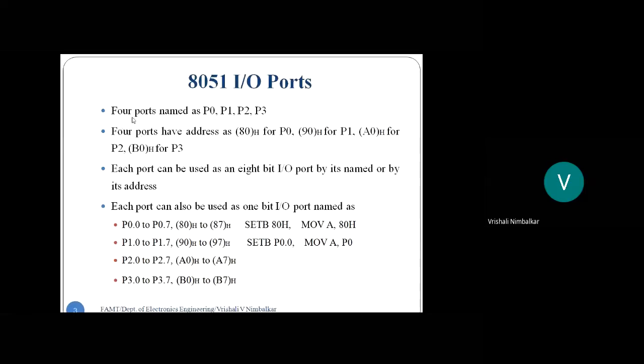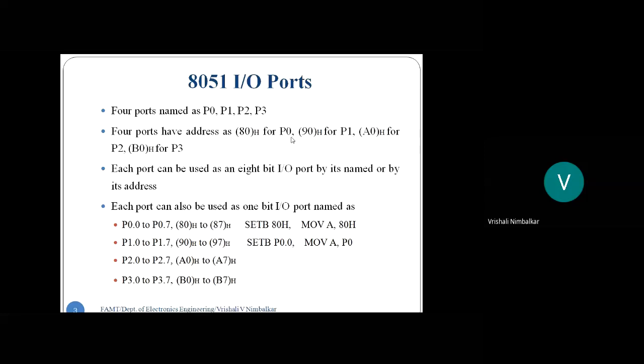Okay. So we have 4 ports: port 0, port 1, port 2, and port 3. These are the names of those ports, whereas the ports have their addresses also. So 80 is the address for port 0, 90 the address of port 1, A0 the address of port 2, and B0 the address of port 3. So all these ports can be referred to by their name or by their addresses.